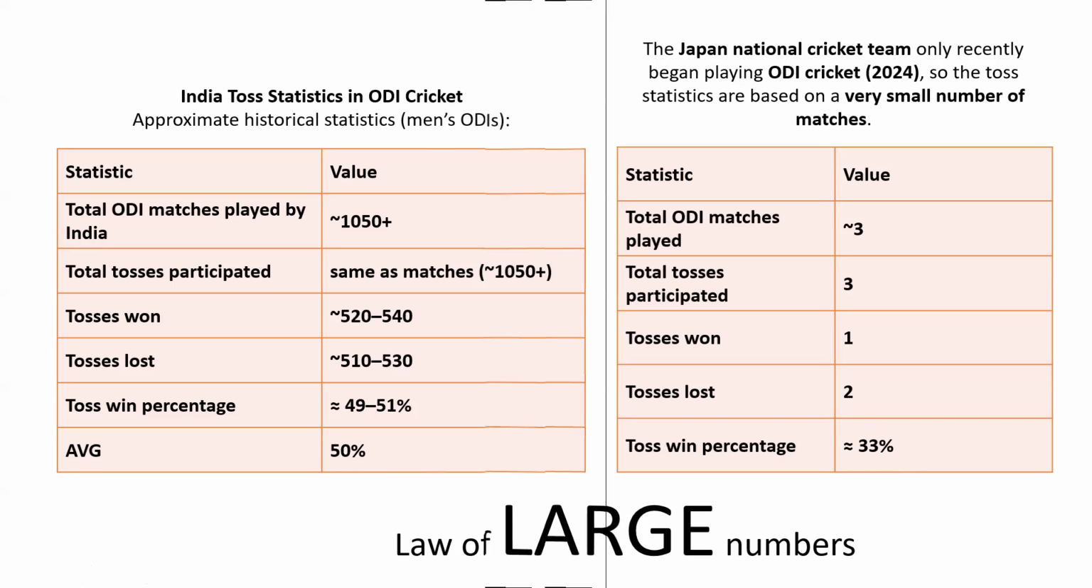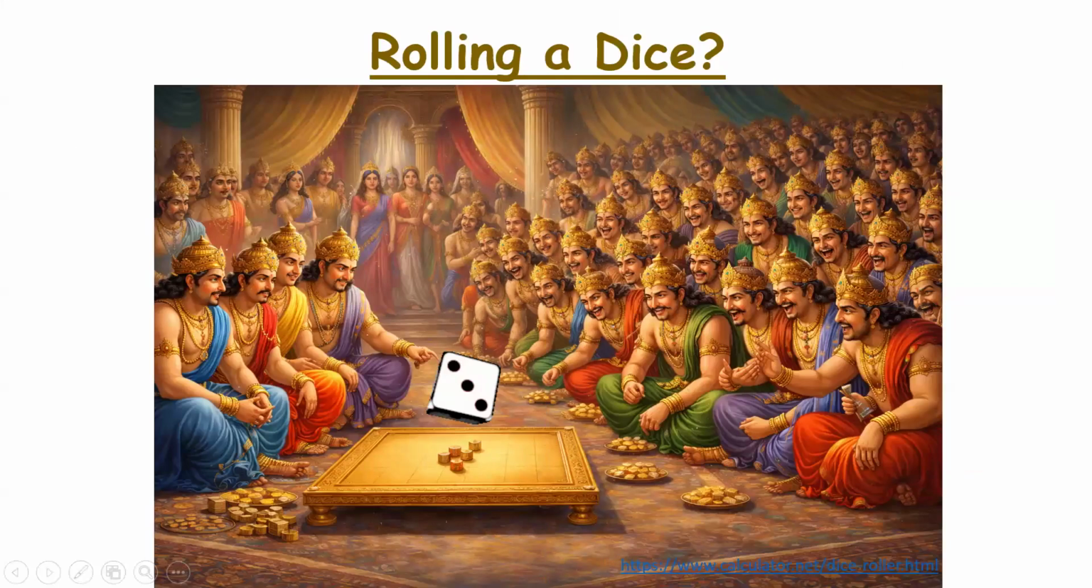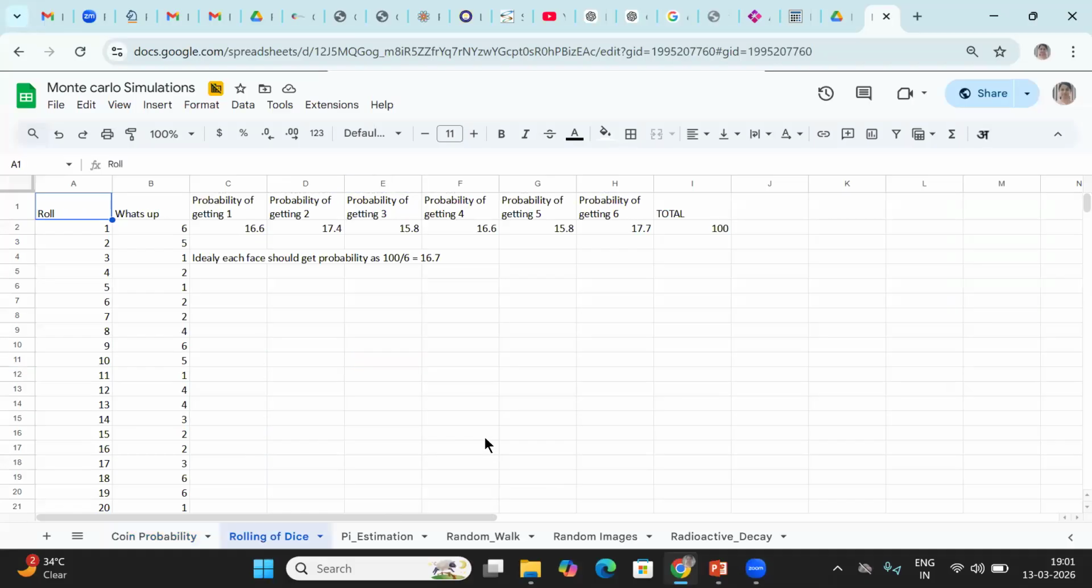Okay, so let us move ahead to the rolling dice game. Coming back to our Excel sheet, for rolling of dice I have this sheet with a simple formula. Again, I have selected random numbers between 1 and 6, and then I have calculated the probability of getting 1, the probability of getting 2.